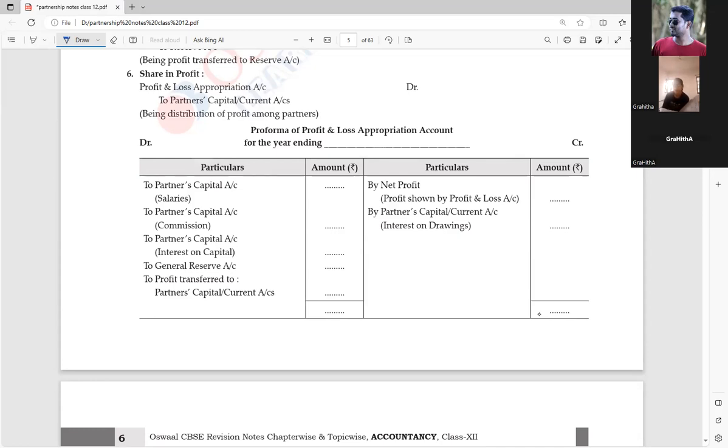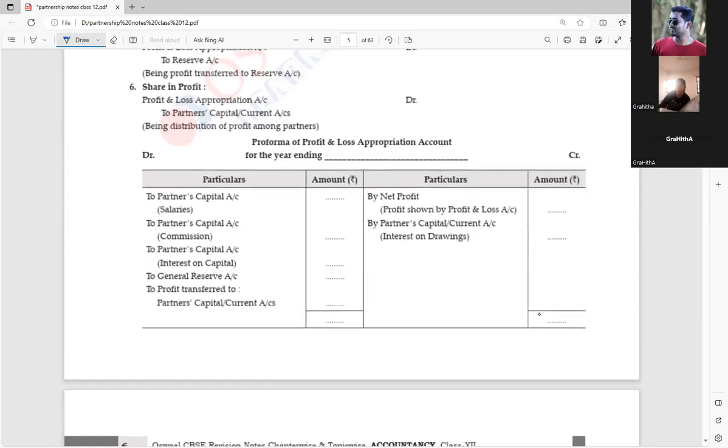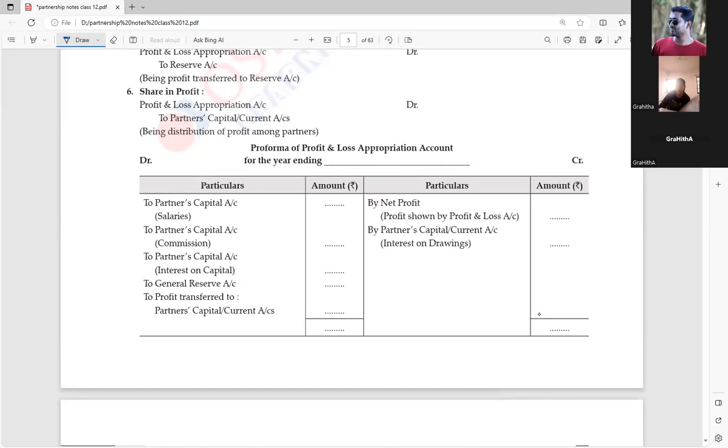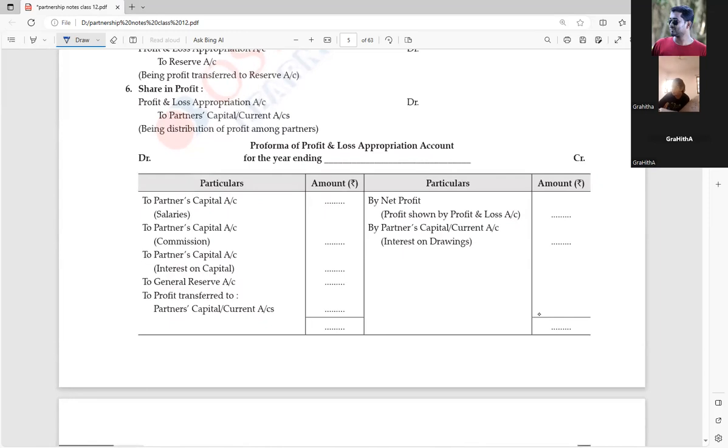Now we are going to see the journal entry for that. If you see this side, this is already brought down, so I'm not asking about that one. Can you tell me what this journal entry will be? This is the appropriation account, correct? If this is the appropriation account and this is the partners' interest on drawings, what is the journal entry for that? Any idea? What should the interest on drawings journal entry be?